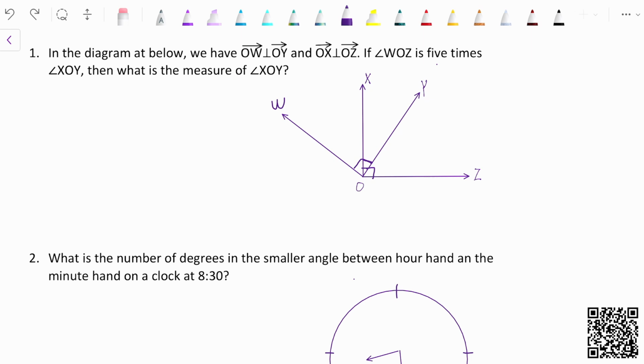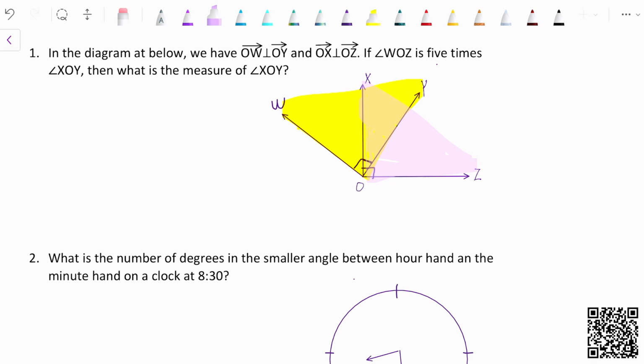If we look at this picture, you can see two not very distinct, but relatively distinct right angles, and they're two different ones. There's the WOY, so I'm just going to highlight this real quick. This funny looking right angle. And XOZ, which is this right angle.